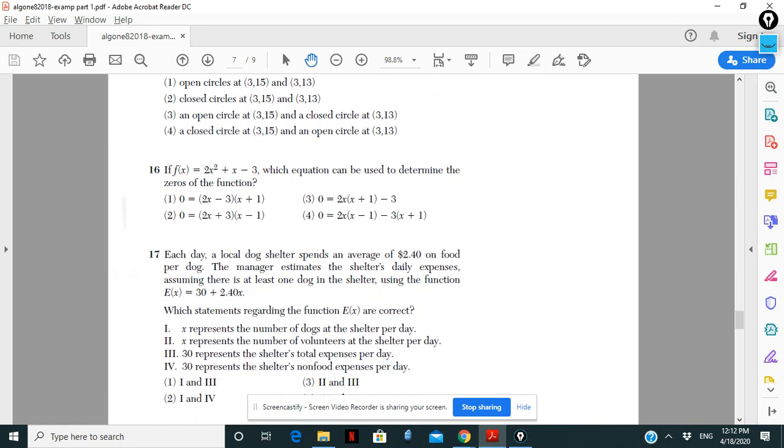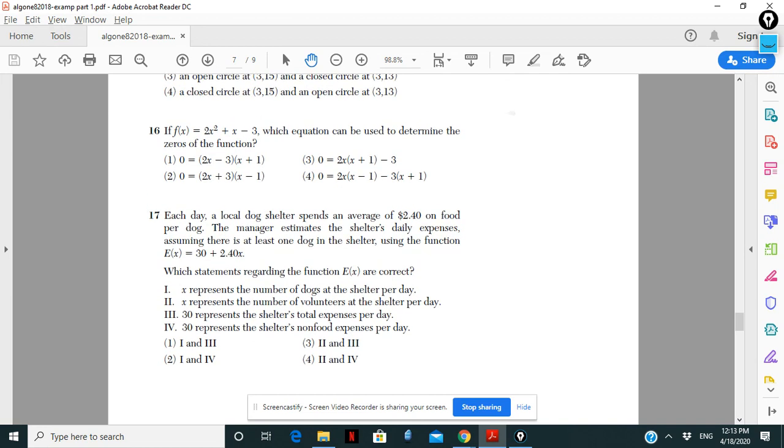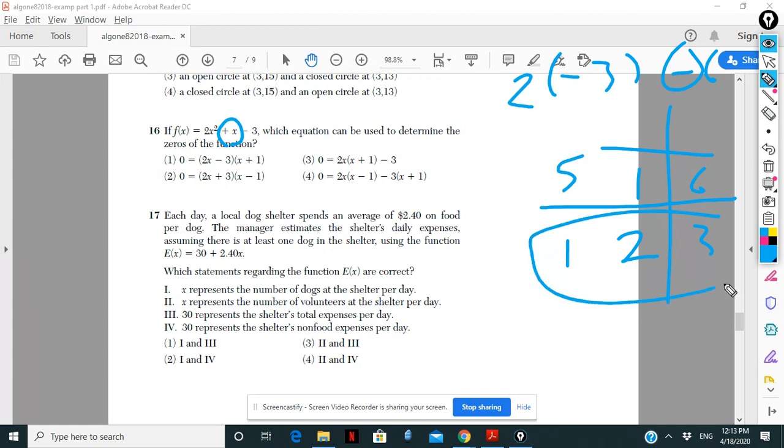Question number 16. If f(x) equals 2x squared plus x minus 3, which equation can be used to determine the zero of the function? So in another way, he's asking me to factorize. So I'm using the AC method. It's 2 times negative 3, giving me negative 6. So I'm looking for the factors of 6. What are the factors of 6? I have 6 and 1, I have 3 and 2. And because it's negative, it should be the difference. So the difference here is 5, the difference here is 1. But here the b value is 1, so I'm picking 3 and 2.